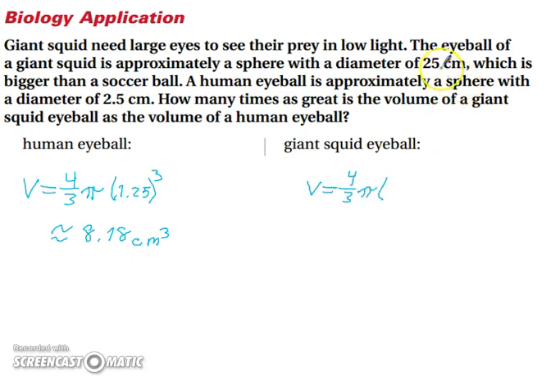Now for the giant squid eyeball, we have volume equals 4/3 pi. We want the radius, so we want half of our 25, which is 12.5. And we're going to cube that as well. And that will give us about 8,181.23 centimeters cubed. Well, if we look at our two numbers and compare them, we know that the giant squid eyeball is about 1,000 times greater.